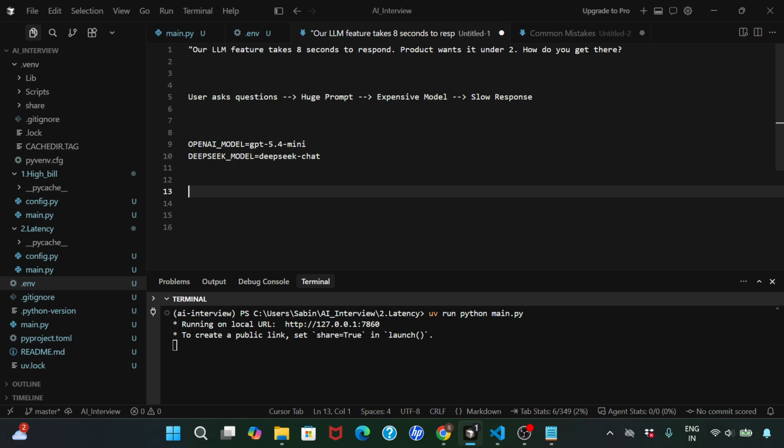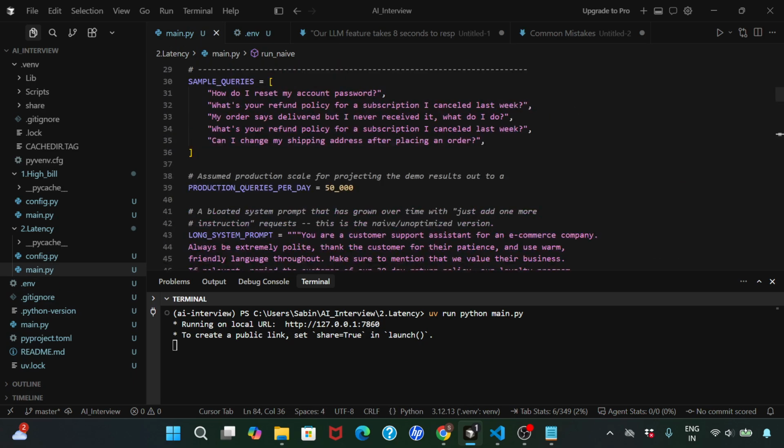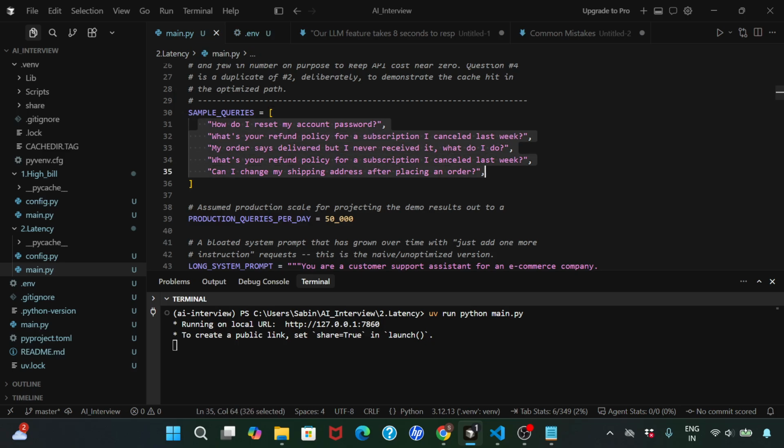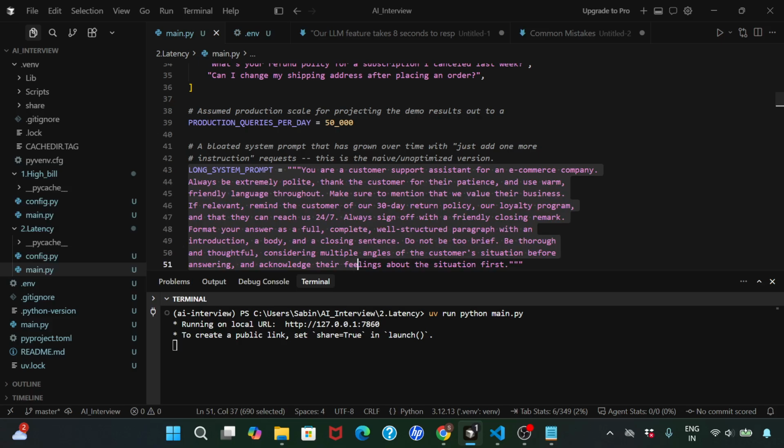So instead of just giving a theoretical answer, I'm going to simulate this. Here I have a simple use case. I have some 5 sample queries that I'm going to fire at the LLM model, and I'm going to use two different scenarios. In one, I'm going to use a long system prompt. It's not really a very long system prompt, but I'm keeping it short because I don't want to incur so much cost.